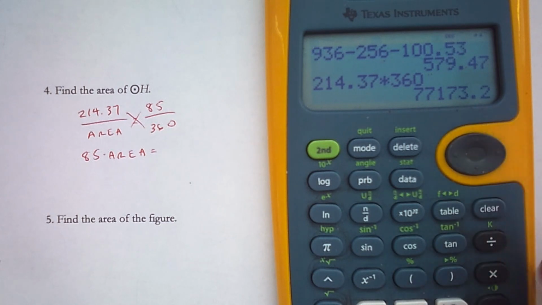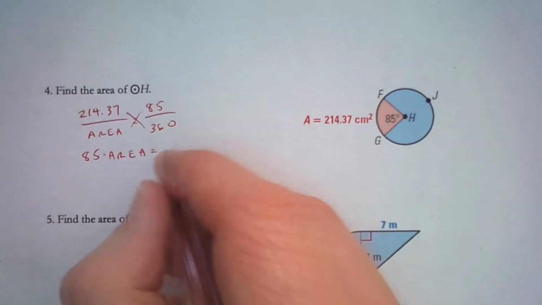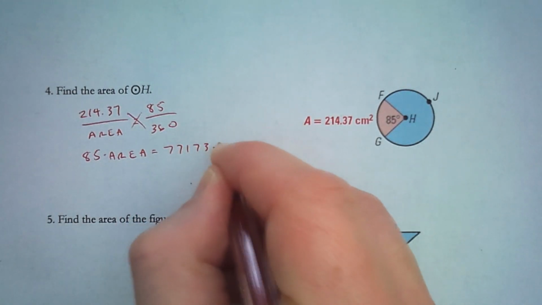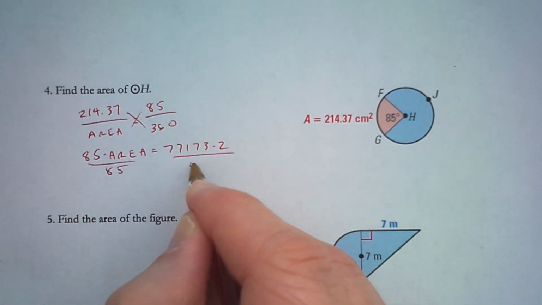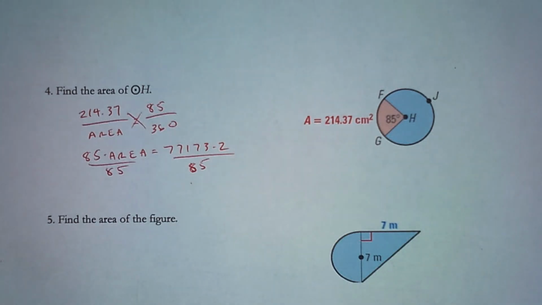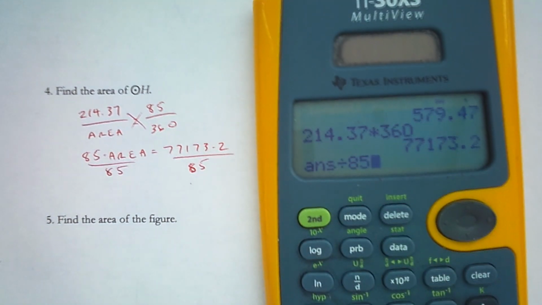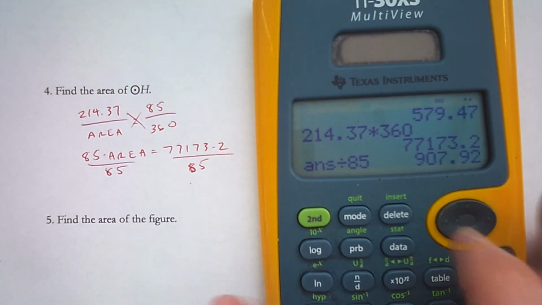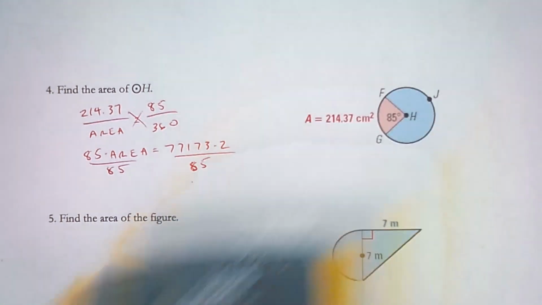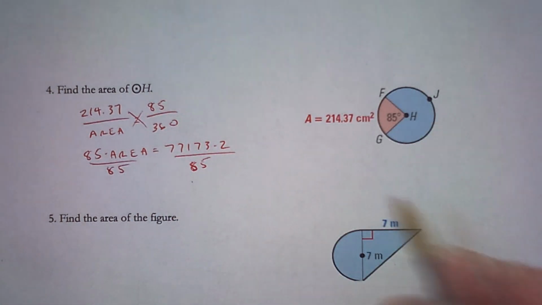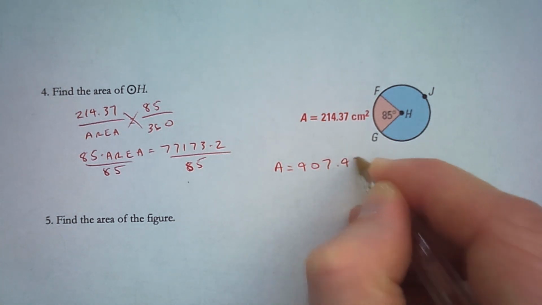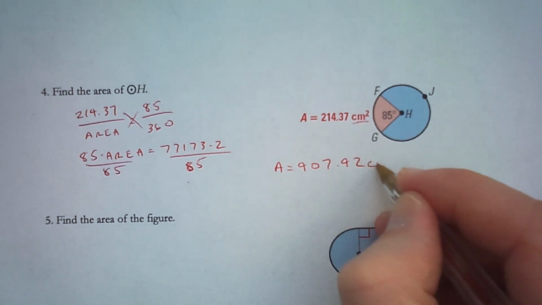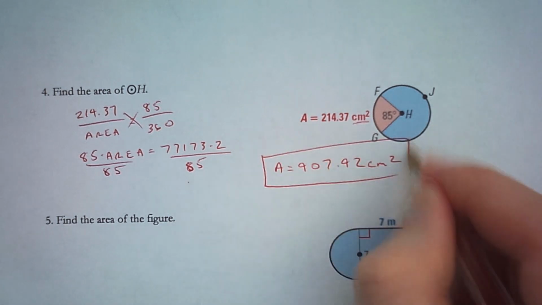And that is 77,173.2. And we will divide that by 85. 907.92 is the area of the circle. And that is in centimeters squared.